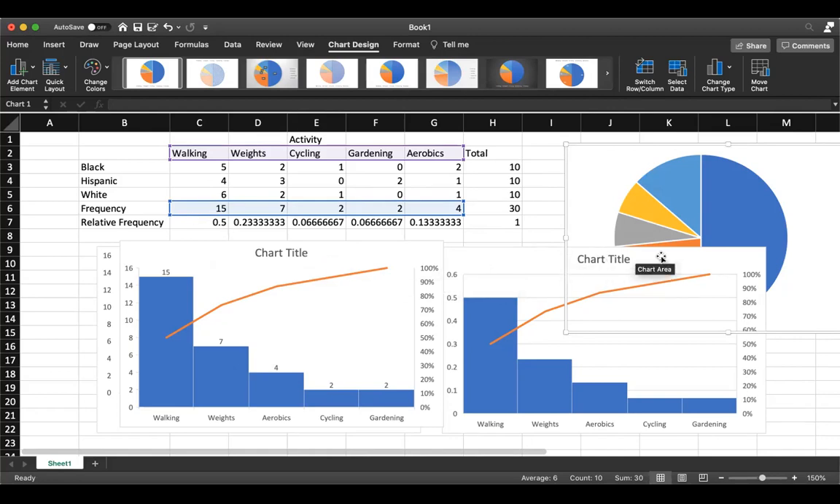I have a quick question pertaining to how you selected. When I select multiple cells or multiple rows, it doesn't give me the option to make the table anymore, or the charts. How many rows are you selecting? Are you selecting like 2? No, I'm selecting the walking, weights, cycling, gardening, aerobics.